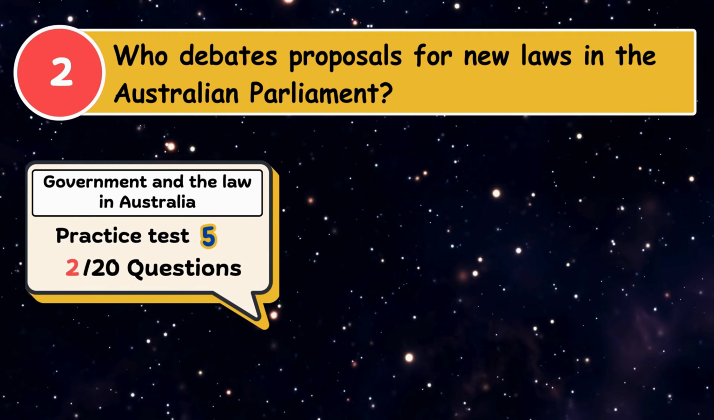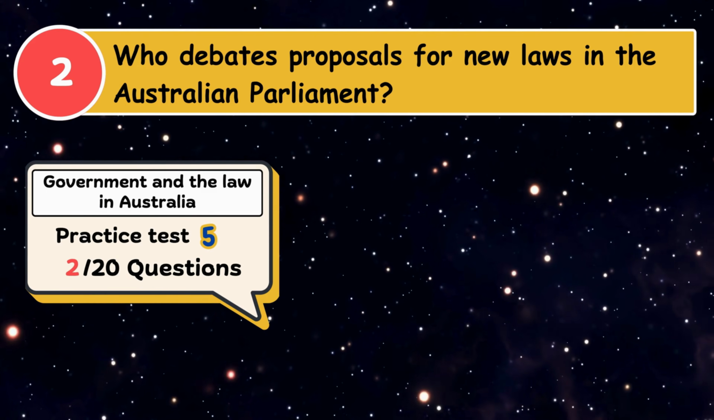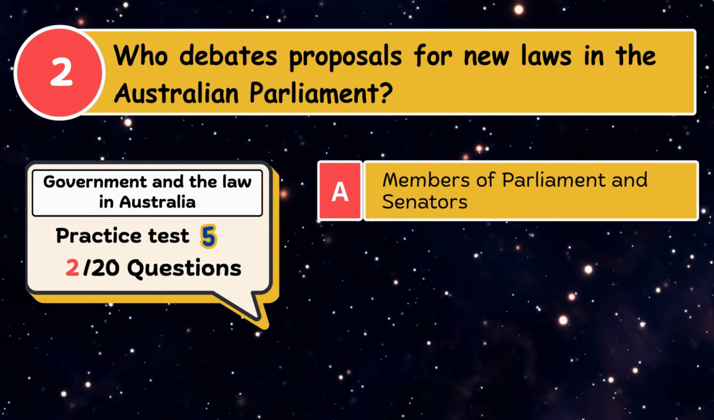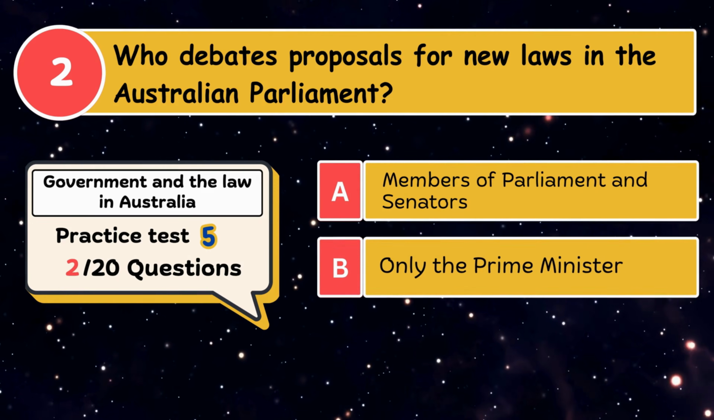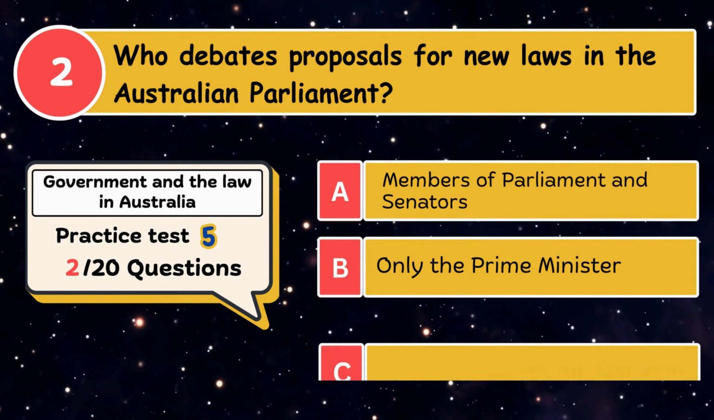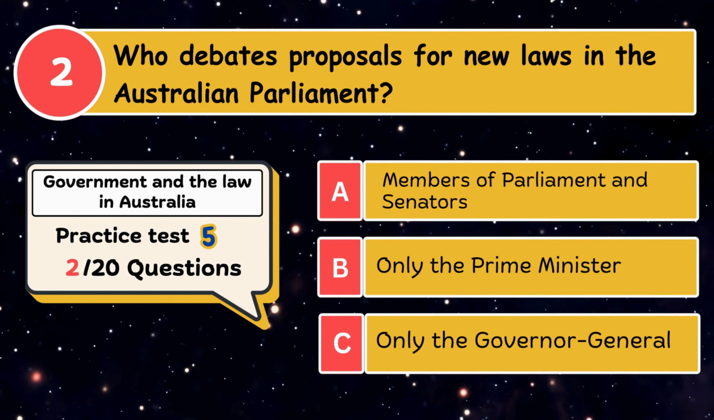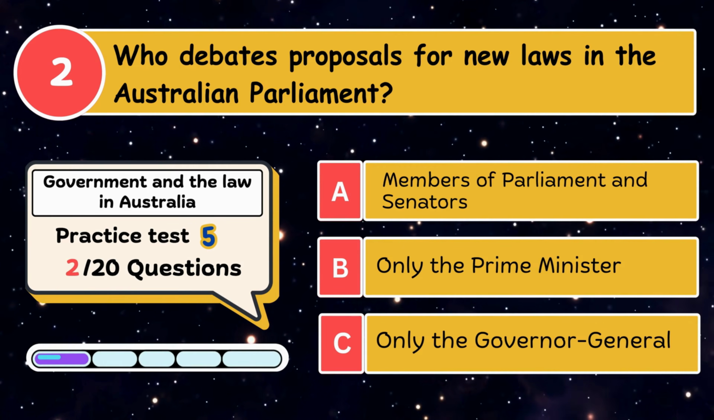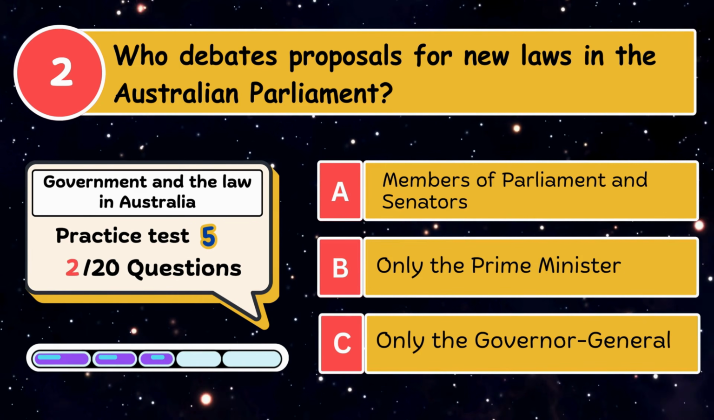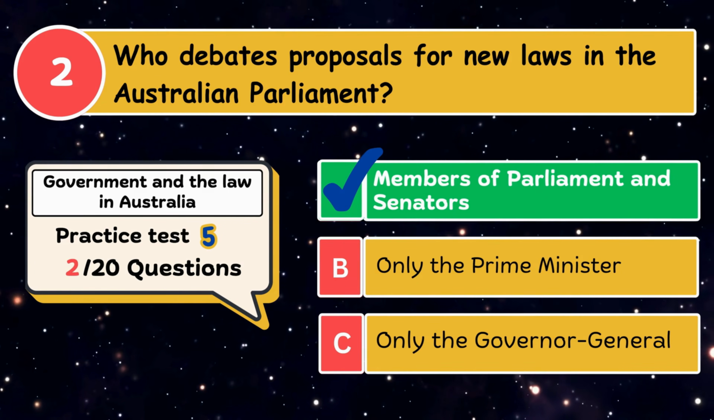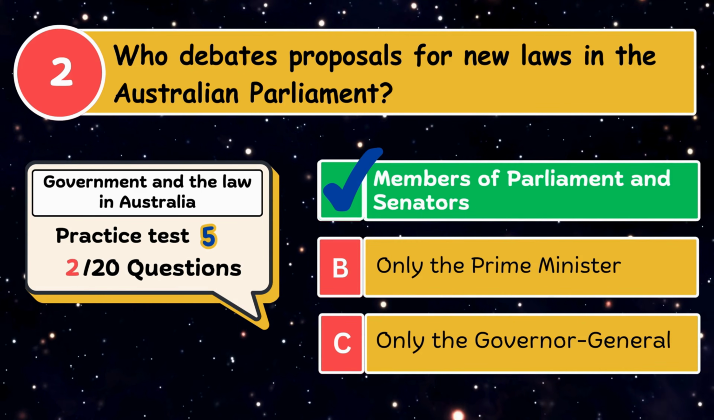Who debates proposals for new laws in the Australian Parliament? A. Members of Parliament and Senators. B. Only the Prime Minister. C. Only the Governor-General. The correct answer is members of Parliament and Senators.